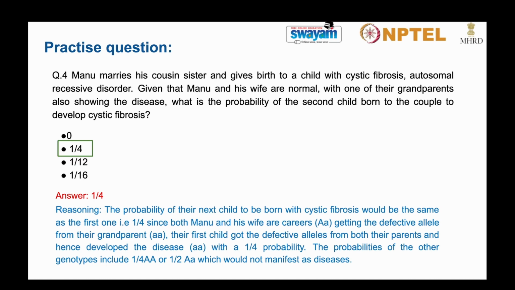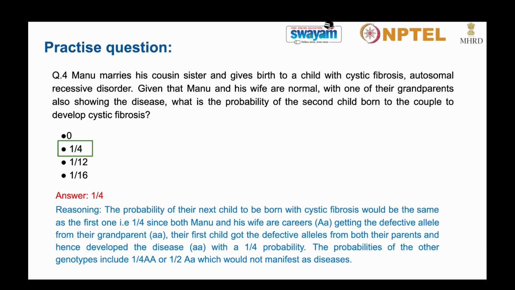So which means that no child would be affected, right? Because the offspring would not be affected, but 50% would be carrier, right? Because one is capital and one is small. Yeah, 50% of their offspring will be carriers.